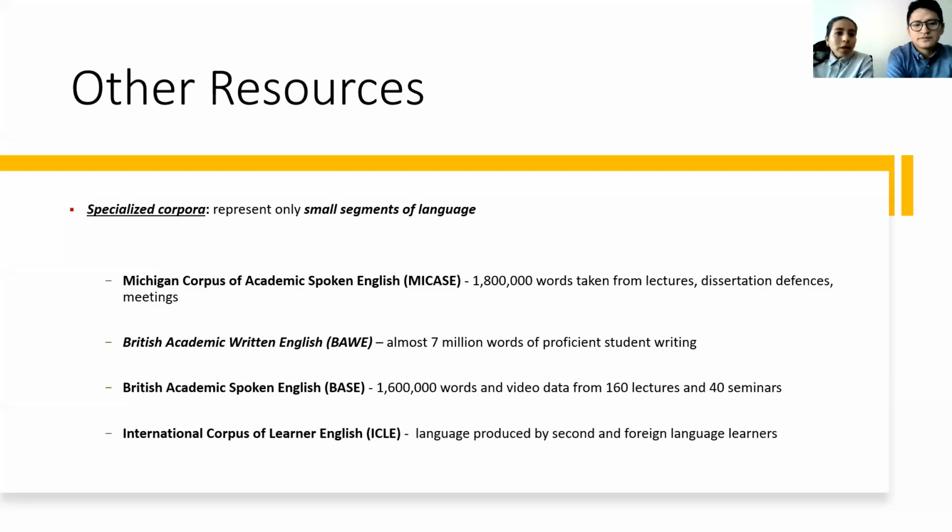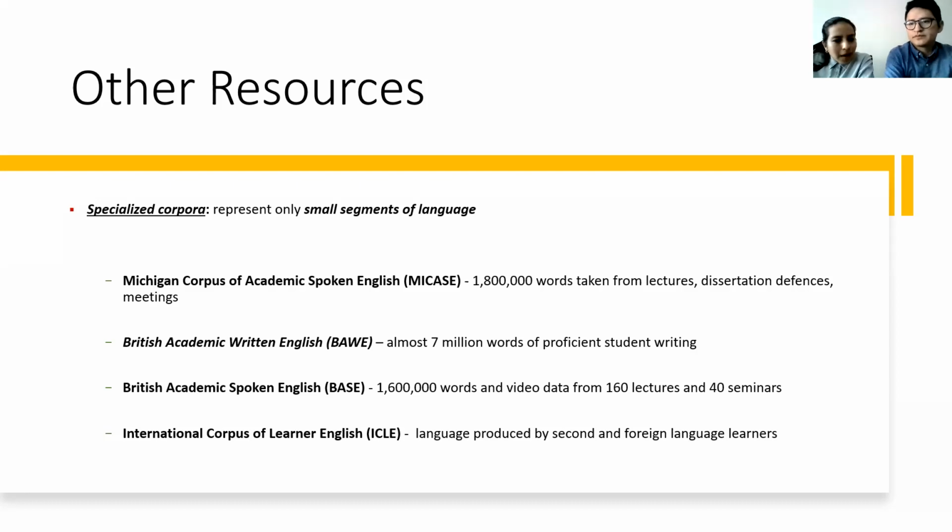Well, we did our search, and we also have specialized corpora that you can use depending on your teaching context, of course. So we have the Michigan Corpus of Academic Spoken English. It has 1,800,000 words taken from lectures, dissertation defenses, and meetings. So it's a very academic context. For those of you who are teaching ESP classes, or English for academic purposes, that will be very useful.